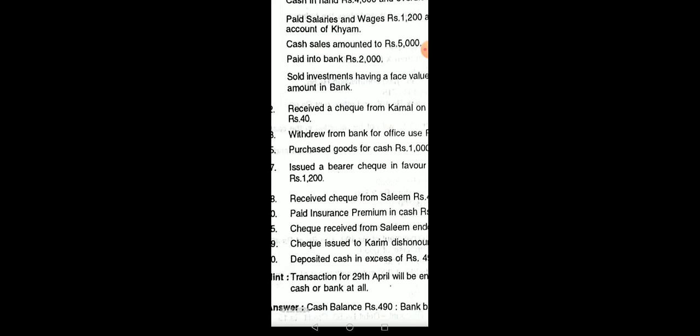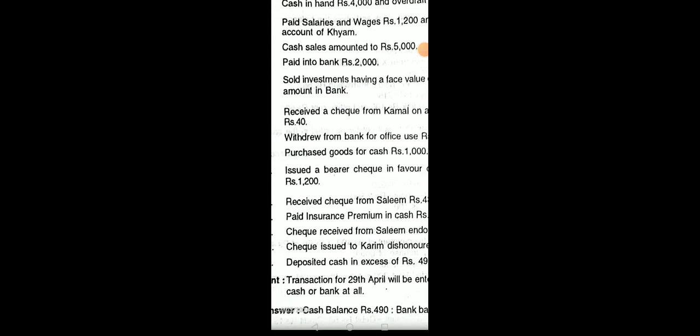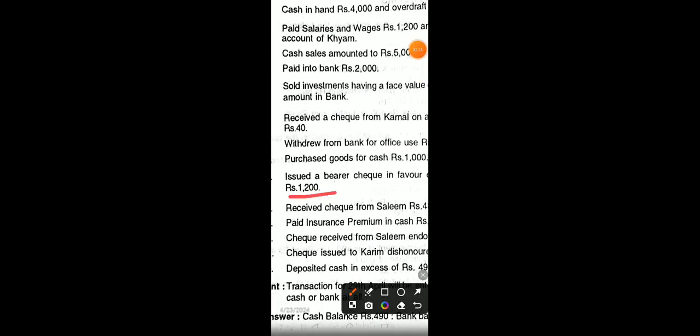But another factor in it is "in full settlement." This word is very important. In full settlement of rupees 1200. What does that mean? The total amount which was payable to Amir was 1200. So you will write 1200 over here.